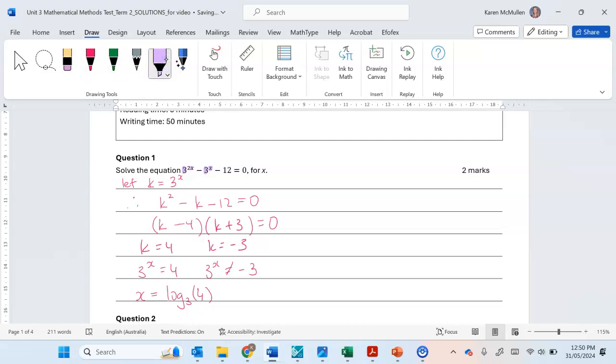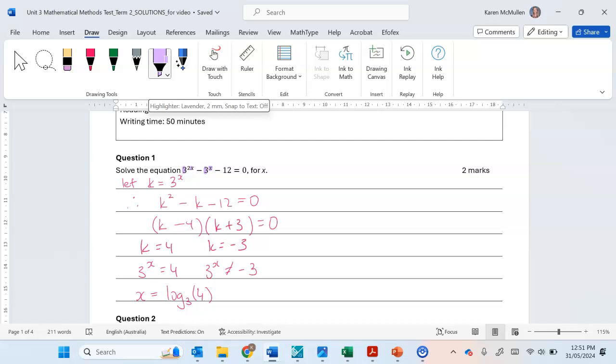All right, so allowing k to equal 3 to the power of x, because you can see your base 3 to the power of x is common to both the first two terms. Then we can rewrite our equation as k squared minus k minus 12. Now we've turned it into a quadratic, which makes it a lot easier to solve.